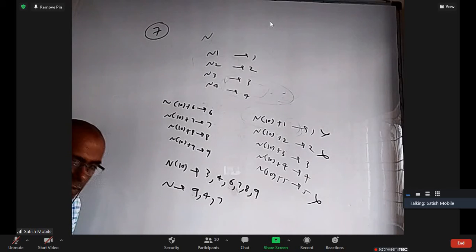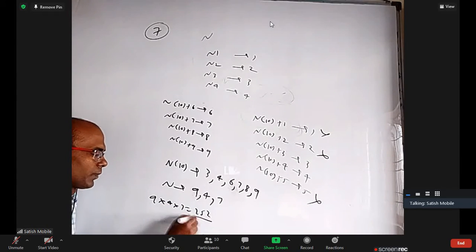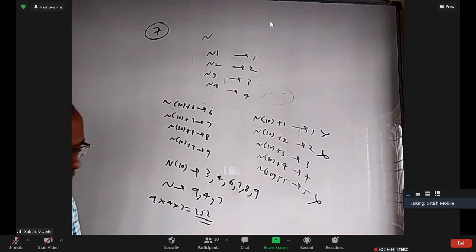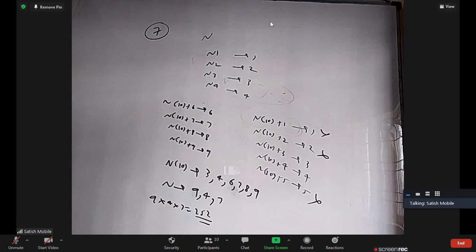What is 9 into 4 into 7? 252. 252. Okay. So this is the smallest. There are a lot more numbers, but this is the smallest number. You take 252 into whatever you want, and then you check with that, it will work. Okay. Any multiple of 252 will satisfy. So the smallest such number is 252.